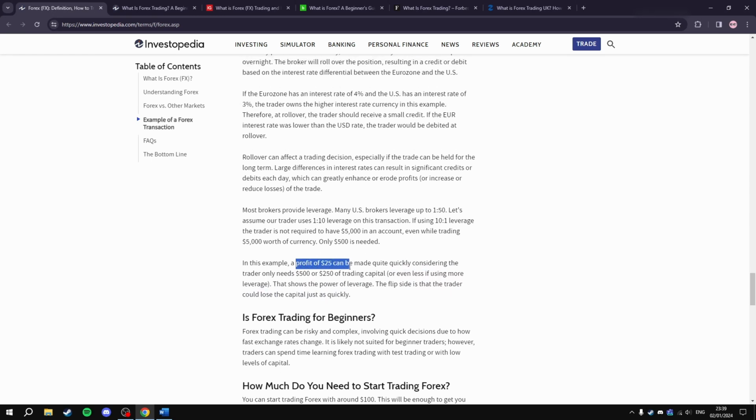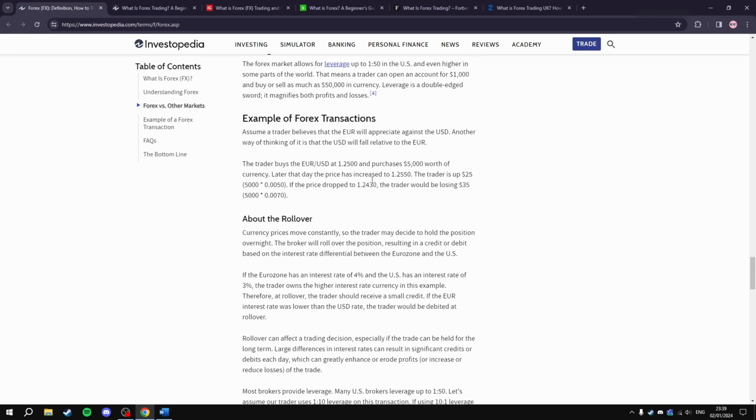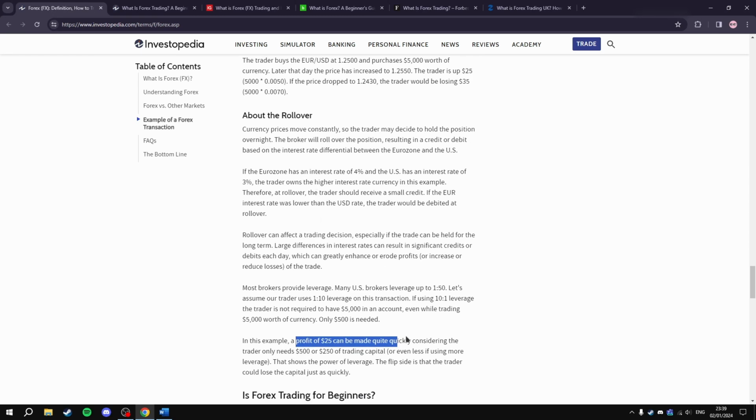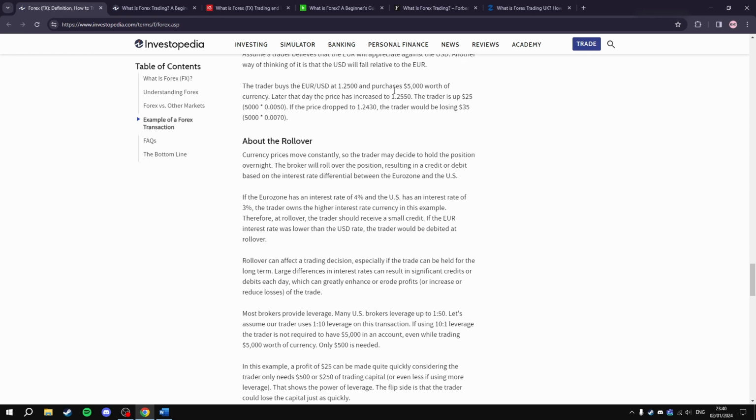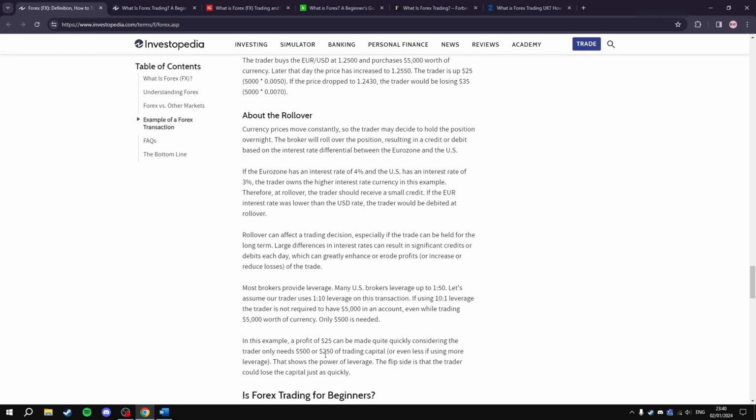In this example, a profit of $25 can be made considering the trader only needs £500 or $250 of trading capital.